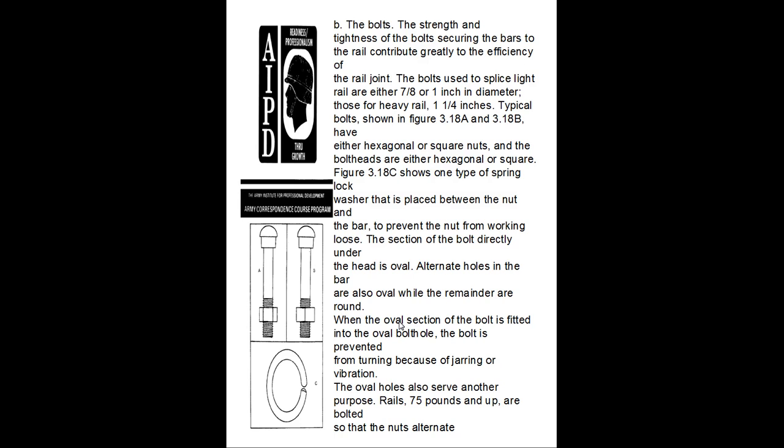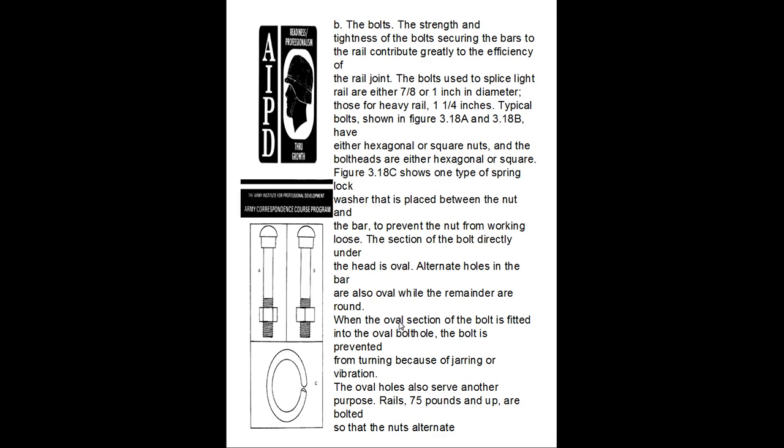The bolts used in the splice for light rail are either 7/8 or 1 inch in diameter, and for heavy rail 1 1/4 inch. Typical bolts are shown in figures 318A and 318B, with hexagonal or square nuts. The bolt heads are either hexagonal or square. A spring washer is placed between the nut and the bar, preventing the nut from working loose. The section of the bolt directly under the head is oval and fits an oval hole in the bar. The bolt is prevented from turning because of the jarring vibration.